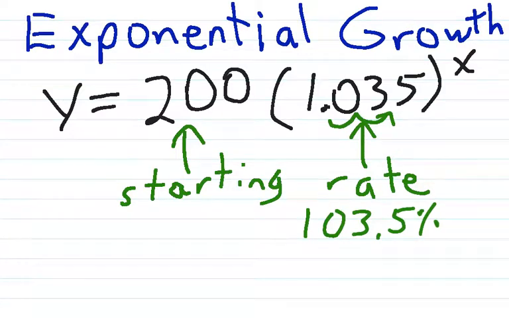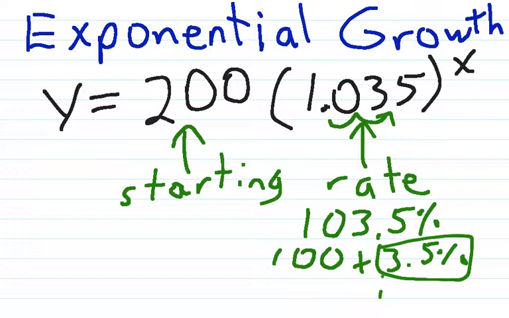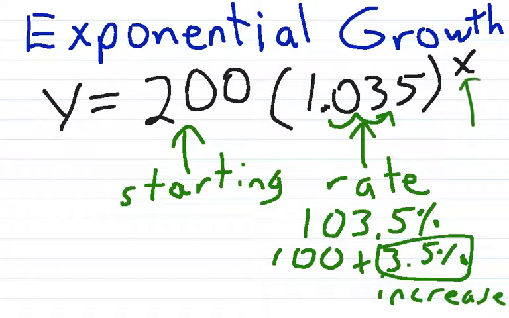And how is that in relation to 100%? Well, 100 plus 3.5 would give us 103.5%. So 3.5% is going to be how much it is growing, or the rate of increase for each time period. And the x here is the number of time periods.